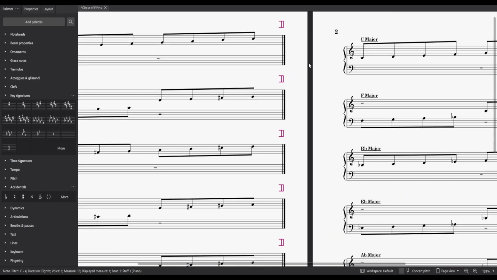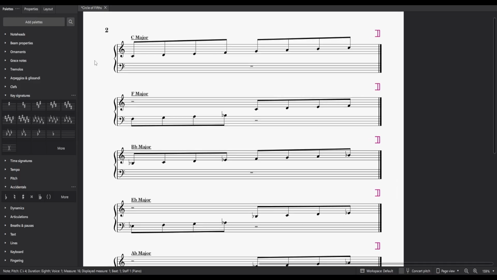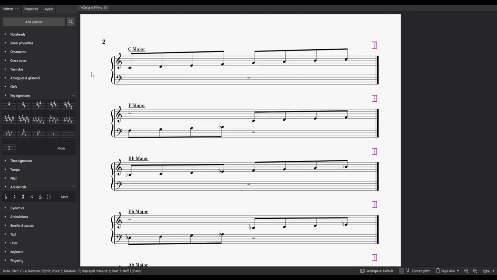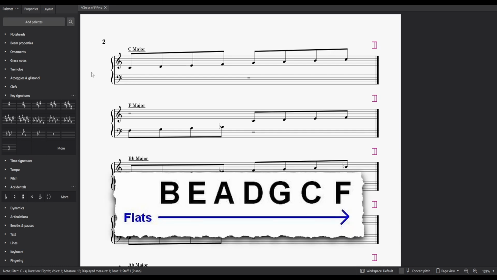Let's actually go into our flat scales first. And there's actually a trick that we can use to remember our order of flats. We simply spell the word bead, and then the last three letters are GCF. A lot of us might remember our middle school math classes talking about our greatest common factor, and it uses the same acronym. So I have my BEAD, GCF, BEAD, GCF.